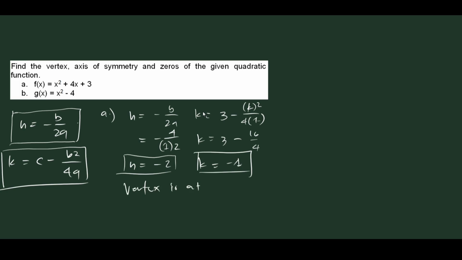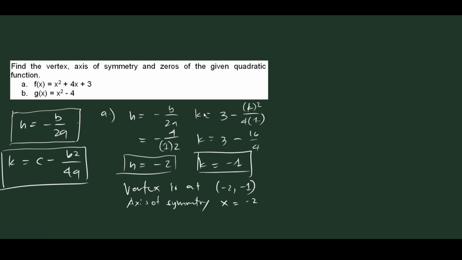Okay, so our vertex is at negative 2 and negative 1. Okay, so that means also that our axis of symmetry is x is equal to negative 2, right?